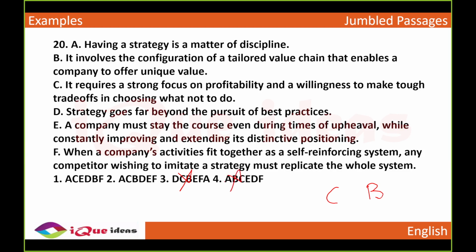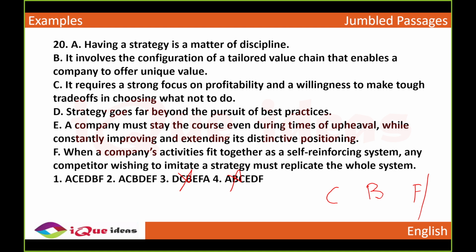Okay. D: Strategy goes far beyond the pursuit of best business practices. Company must stay the course even during the time of upheaval and when a company and so on. So B, C, D, E are all talking about a company's strategy, and F talks about whether a company's strategy can be copied by someone else. So ending with F definitely makes sense, but unfortunately both 1 and 2 end with F. So now I have to decide whether C is followed by E or C is followed by B.